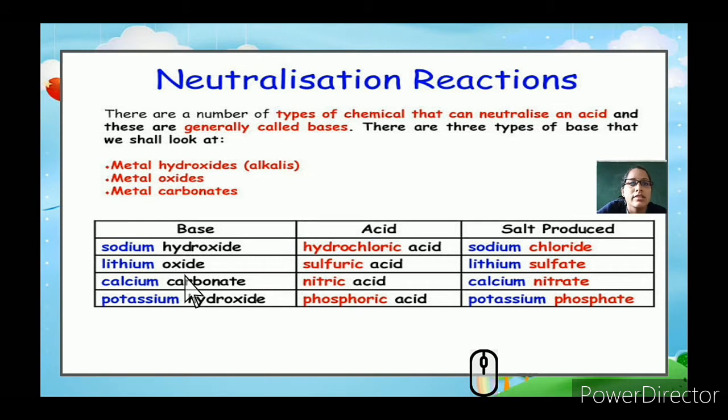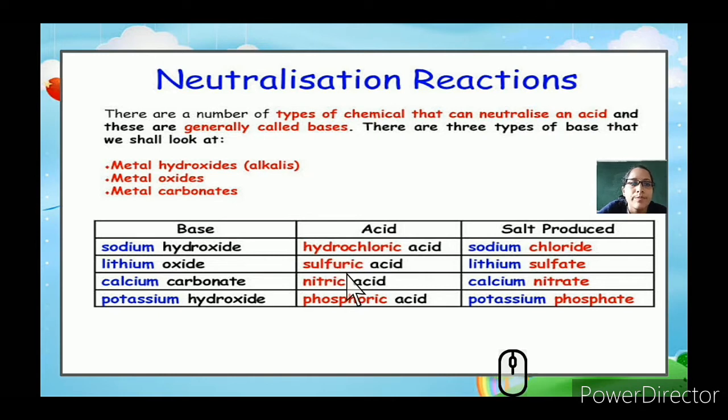Then lithium oxide, that is a metal oxide. Lithium is a metal and it forms an oxide, lithium oxide. Then you get neutralization reactions by the use of metal carbonates, such as calcium carbonate. Calcium is a metal, and carbonate. Potassium hydroxide. So what happens here? Sodium hydroxide, when it reacts with hydrochloric acid, NaOH plus HCl, gives rise to sodium chloride, that is NaCl, and water is released.